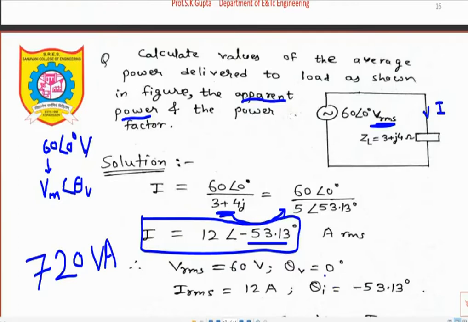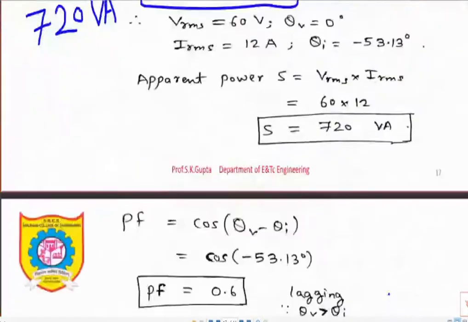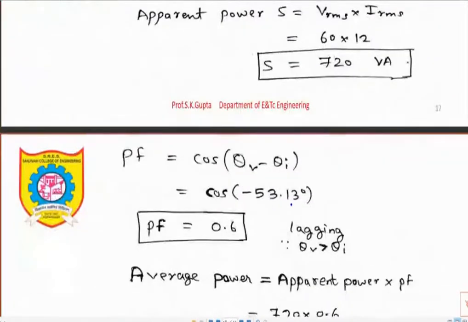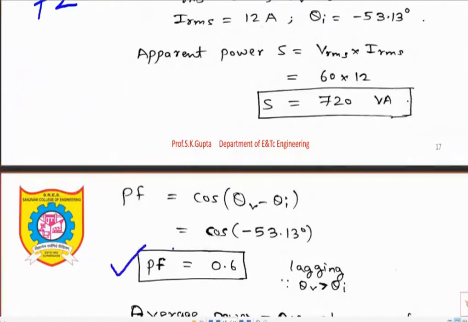Then power factor, cos of 0 minus 53.13, that means cos 53.13, and cos 53.13 is 0.6. Cos 53.13 degree is 0.6. Here it will be plus. Minus minus becomes plus. So cos of 53.13 is 0.6.